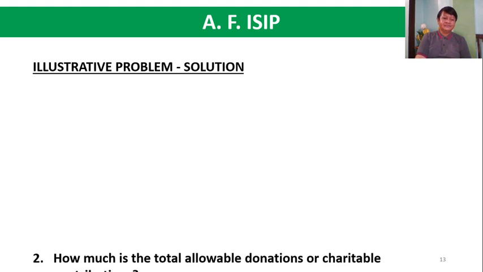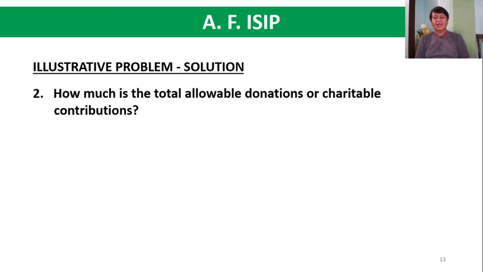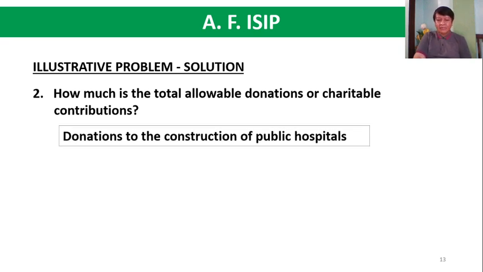Question number 2. How much is the total allowable deductions or charitable contributions? So we will now apply the BIR ruling as far as limitations of charitable contributions are concerned. So the first donation that you made to the construction of public hospitals, which is a government priority project, is 750,000 pesos. What can you notice? The whole amount is deductible because this is a government priority project.